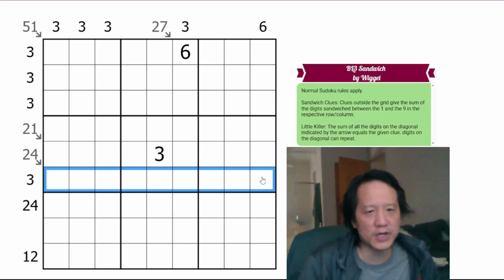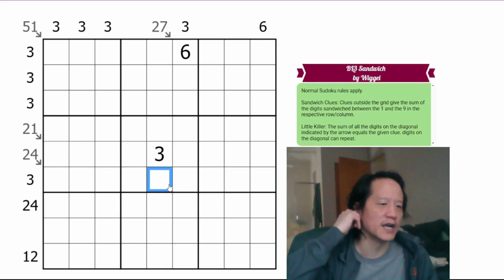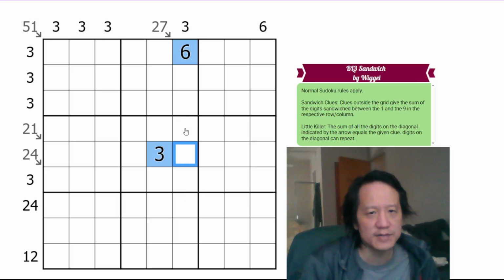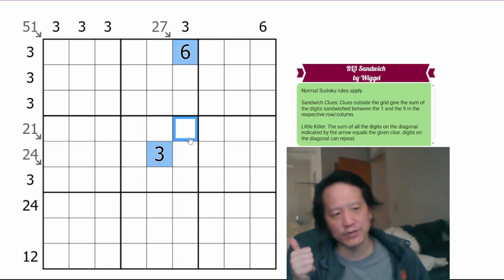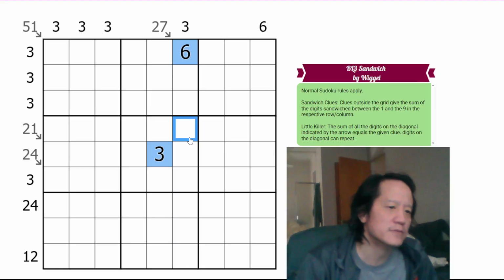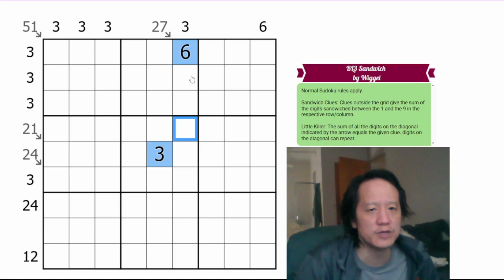For sandwich clues, I like designating what can and cannot be a crust, which is the 1 or 9 of the sandwiches. So obviously this can't be, we'll mark them in blue, and this can't be. This can never be a crust, because to add up to 3 for the digits between 1 and 9, you can only have a 3, right? You don't have 1 available because 1 is a crust. So that means the crust has to be either here or here, and that's a 3.